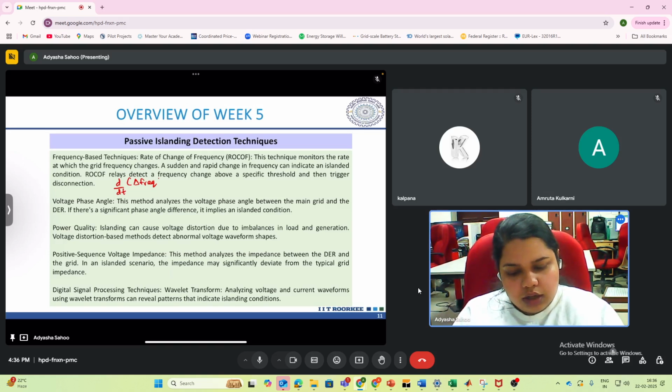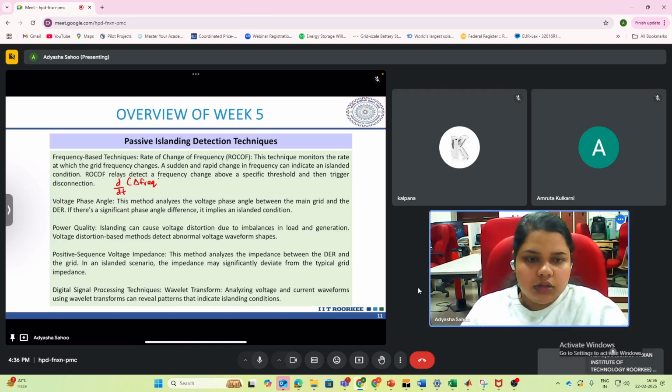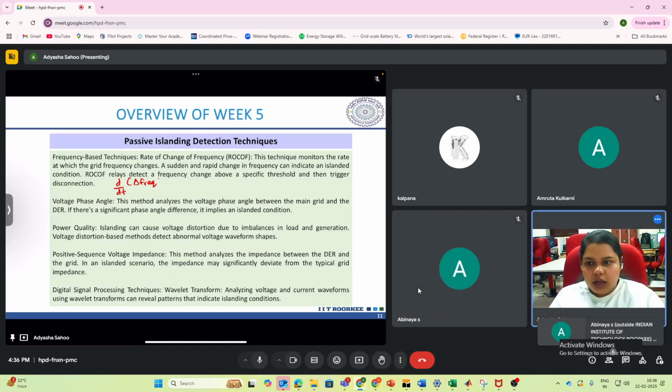Then next is the voltage phase angle. So the voltage phase angle is basically the phase angle difference between the bulk grid or the main grid and the DER, and we see if this phase angle is greater than a threshold, then it implies that islanding has taken place. Similarly, power quality.